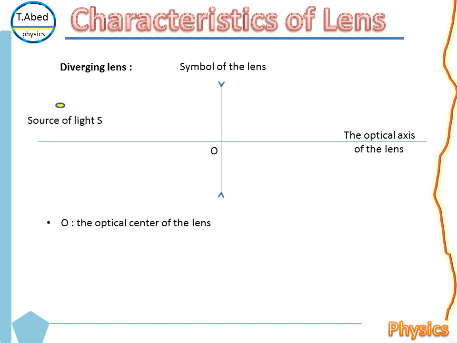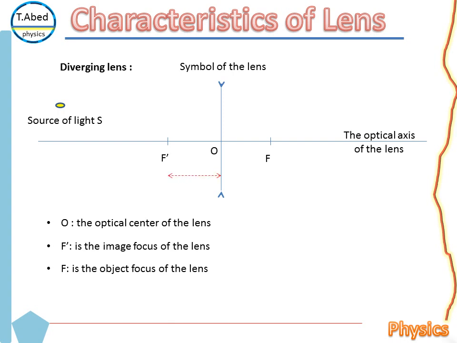باللانس عندي two sides. السايد اللي بيكون فيه source of light راح يكون عندي ال F prime. F prime is the image focus of the lens. بالسايد الثاني عندي ال F. ال F is the object focus of the lens.